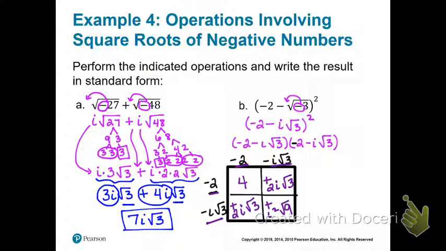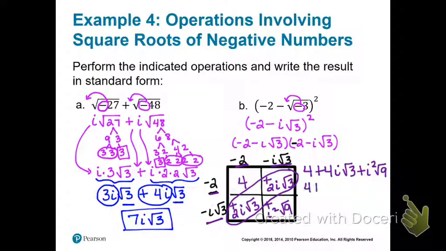So when I take this out of the box, I've got 4. And then here I have like terms because they both have an i square root of 3. So remember, because they both have the square root of 3, we add what's on the outside. So we got 2i plus 2i, which is 4i square root of 3. And then I have plus i squared square root of 9. Now I can do some work on that last one.